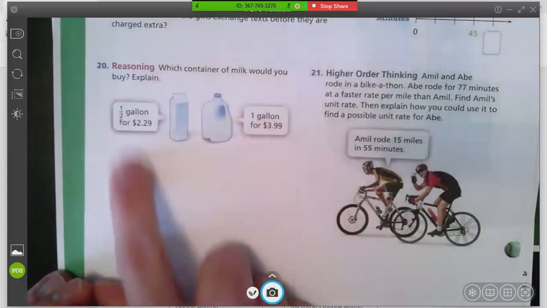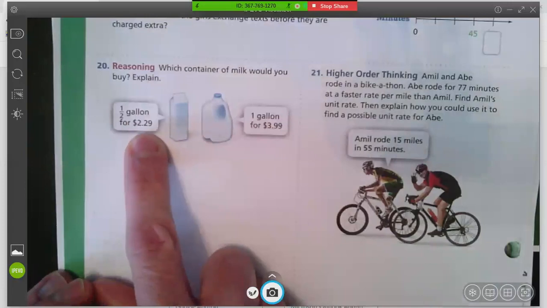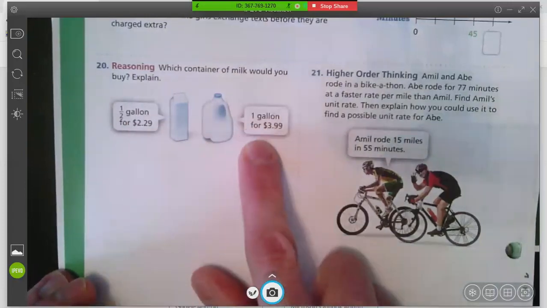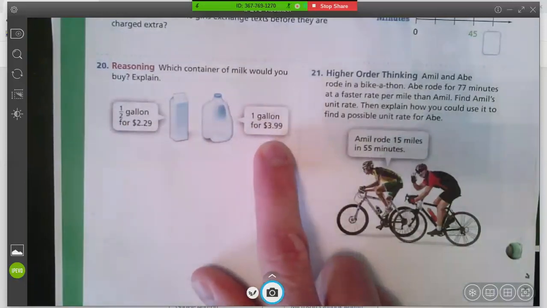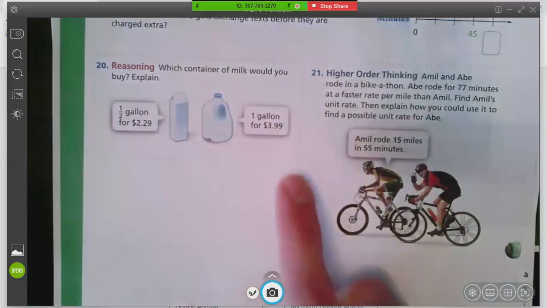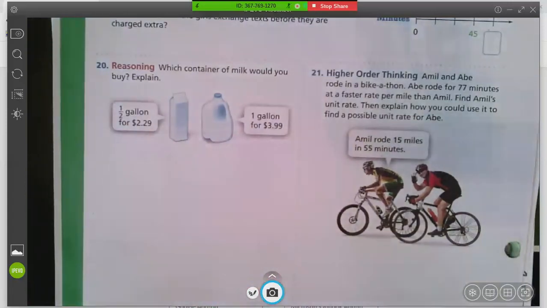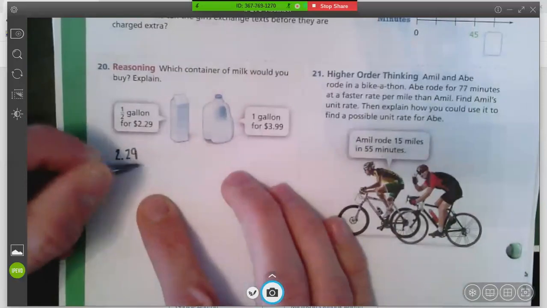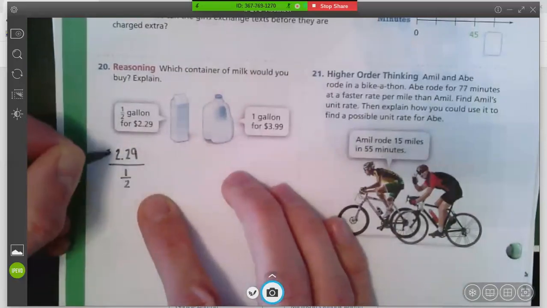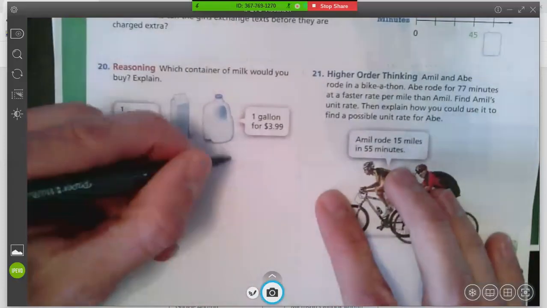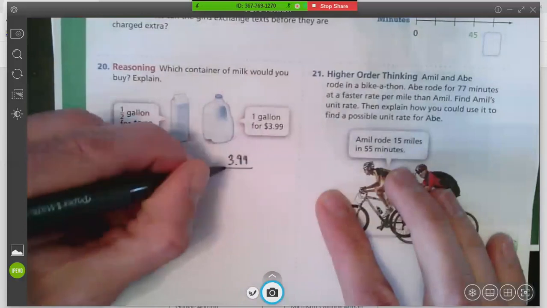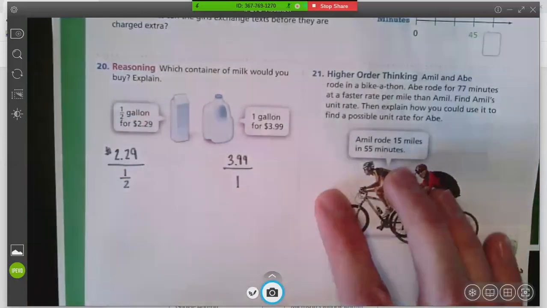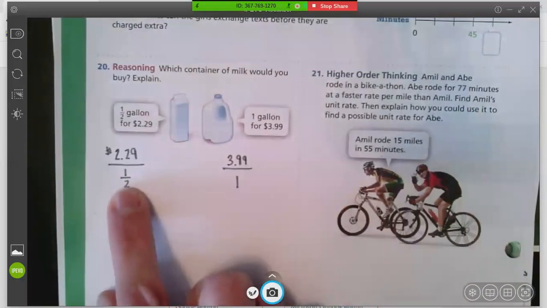Which container of milk would you buy? A half gallon for $2.29 or 1 gallon for $3.99. Okay, what do you think you need to do? I think you would put $2.29 on top, sorry, and then on the second one you do $3.99 and then 1. Yeah. But look at this. Wait, a half gallon.